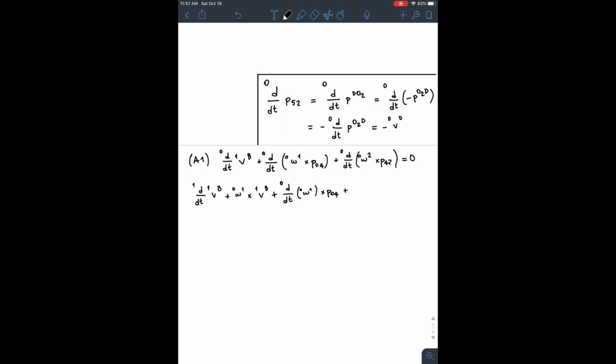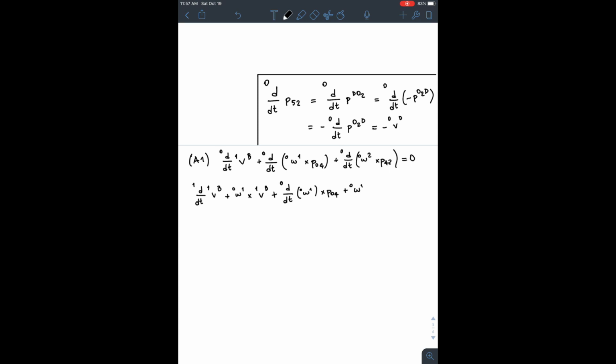P04 plus, it started raining heavily, so sorry about the raining noises. Angular velocity of, oh wow, that's the electricity that went and came back.